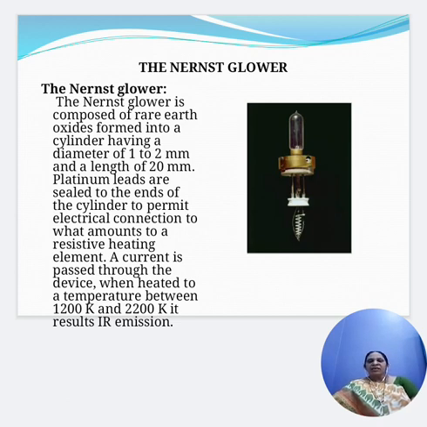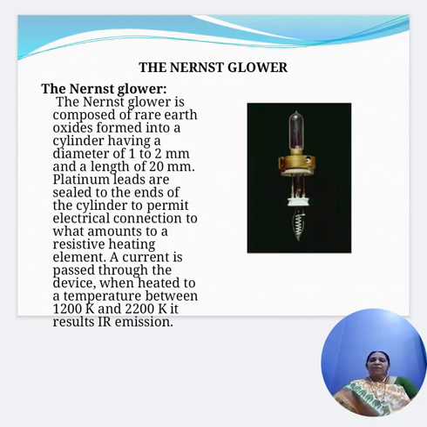You use a rare earth oxide to form the cylinder, and the diameter of the cylinder is about 1 to 2 mm and its length about 20 mm. Platinum leads are sealed to the ends of the cylinder to permit electrical connection to what amounts to a resistive heating element. A current is passed through the device, heating it to a temperature between 1200 degree Kelvin and 2200 degree Kelvin, and this results in IR emission.